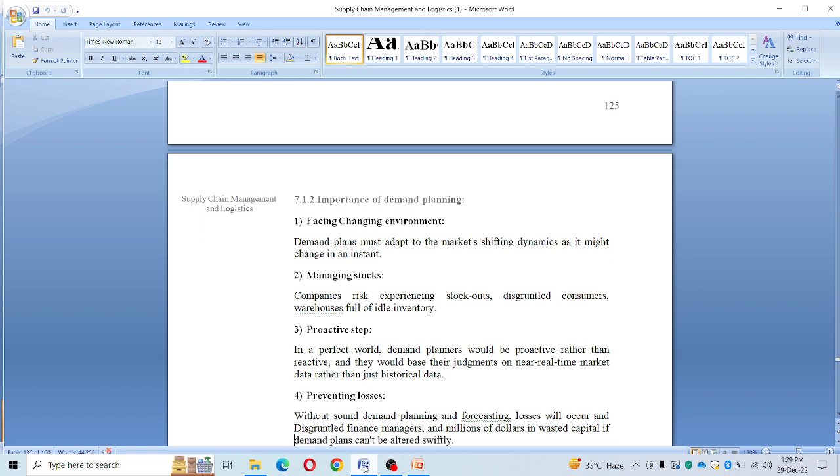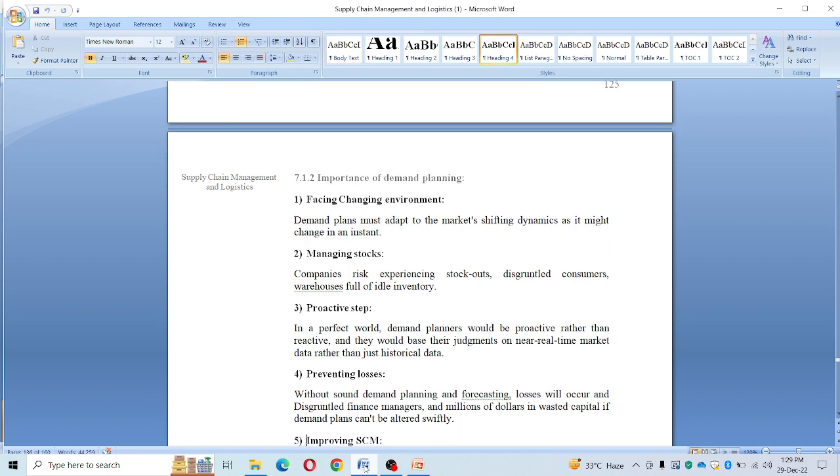Then managing stock, because companies are undergoing the risk of stock-outs, buffer stock, disgruntled consumers, warehouses full of idle inventory. So this way we can always talk about, somewhere there will be shortage, sometimes there will be full of stock, idle inventory, which is ultimately a loss for a company. So this way the proper inventory planning is to be done. That also comes in the parameters of demand planning.